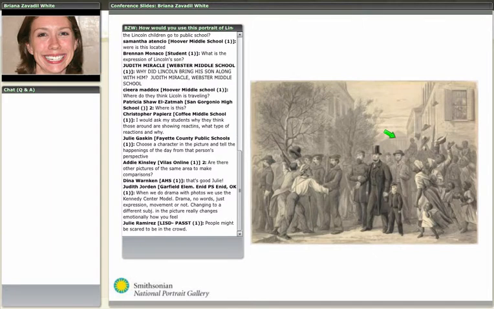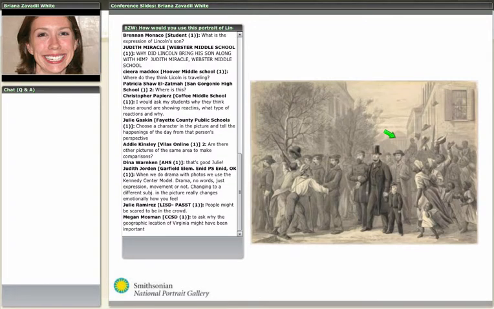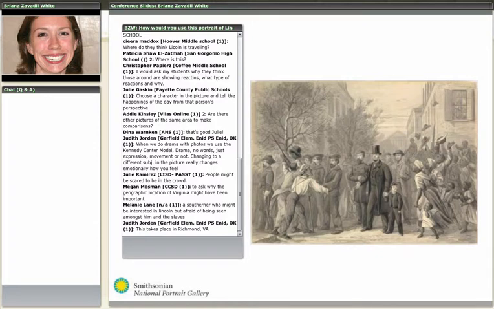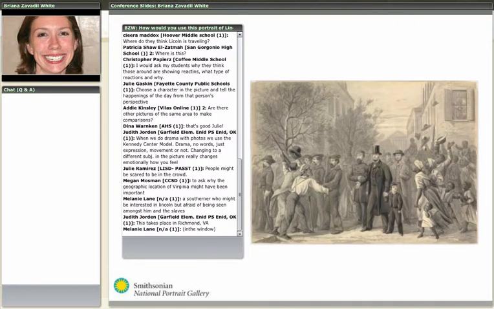Addie Kinsley asks, are there other pictures of the same area to make comparisons? Not that I know of. This is the one documentary drawing of this scene. It, of course, has been reproduced over and over and over again.